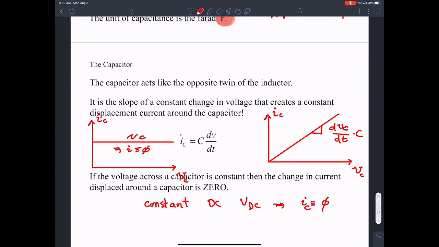So when I apply a constant DC voltage across the terminals of the capacitance, the current in the capacitance is 0. Or in other words, capacitance acts as an open circuit to DC.